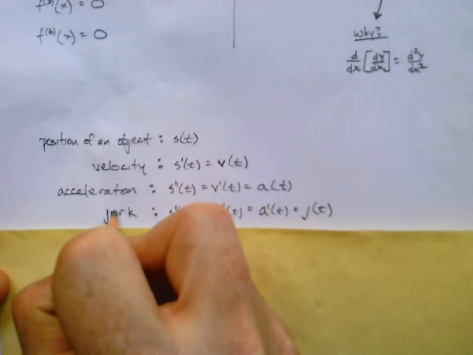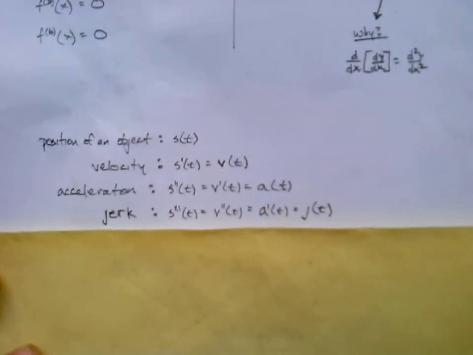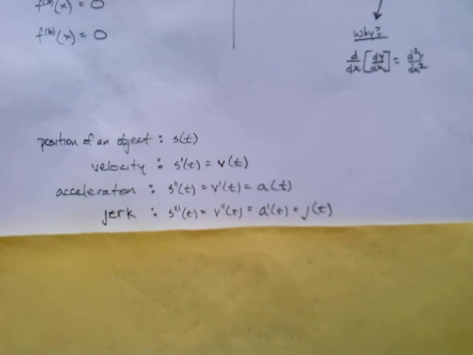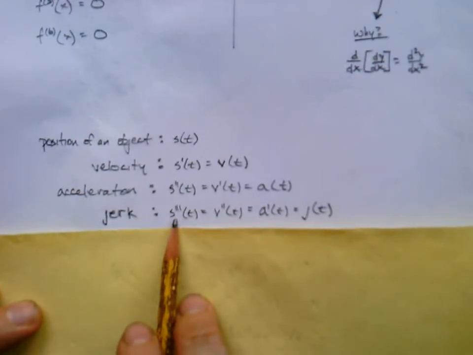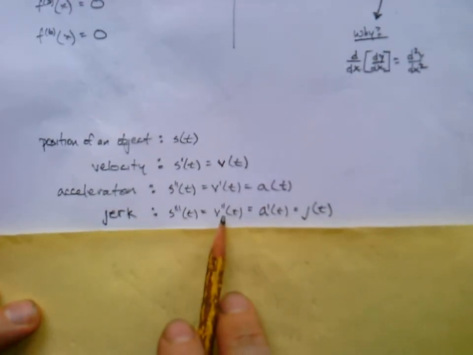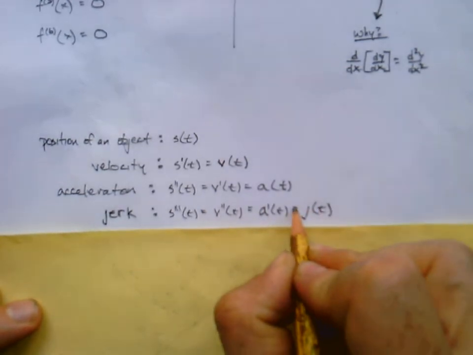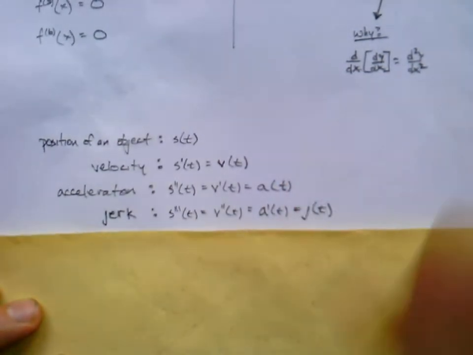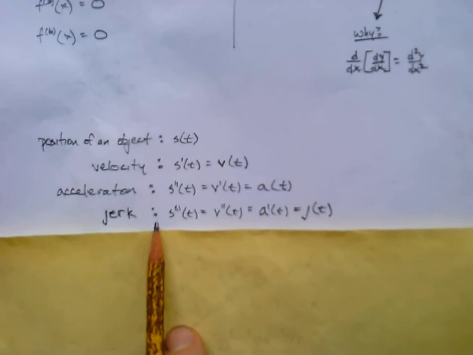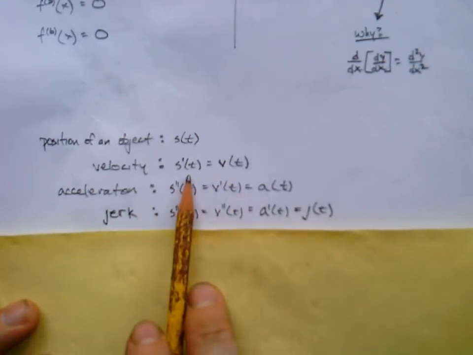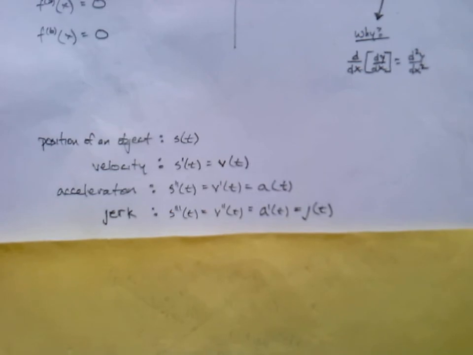That is the technical physics word for changing your acceleration, and it's like you're literally being jerked back and forth if your acceleration's changing. So that's S triple prime, kind of hard to see. S triple prime equals V double prime equals A prime, or it's just known as J of T for the jerk. We're not going to use the jerk in this course, but we will see acceleration. We'll definitely see velocity. So it's good to know, in case you see this in physics as well, that these things exist and that even higher derivatives do exist.